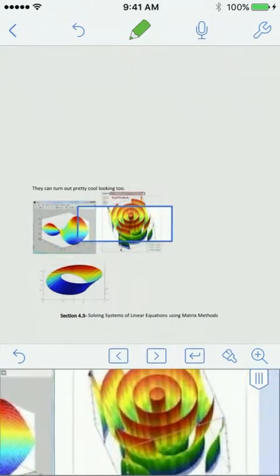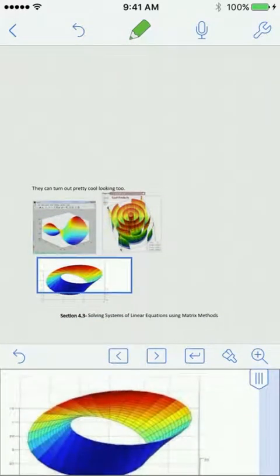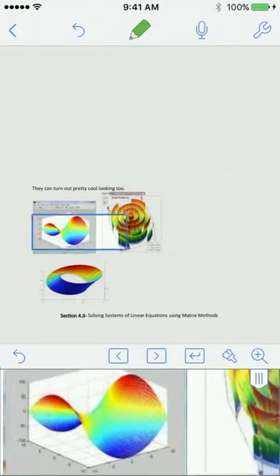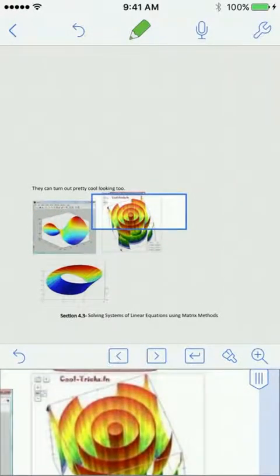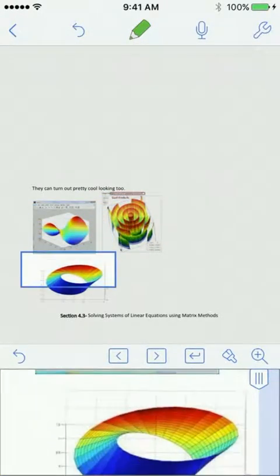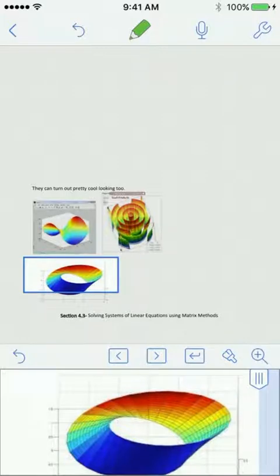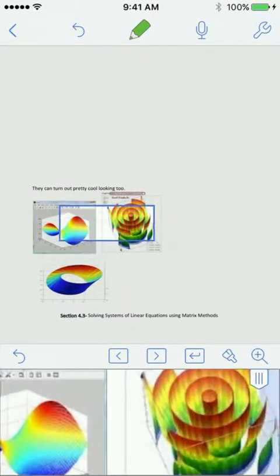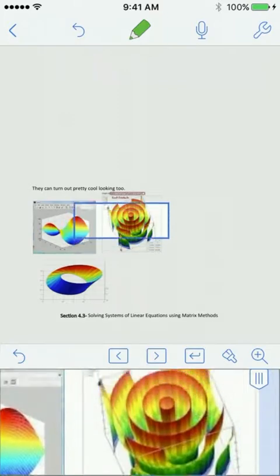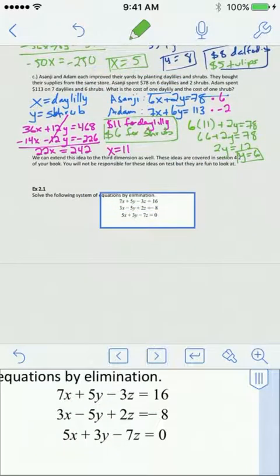So I'm going to start with that. These guys look like this. So check those out. Isn't that really cool? These are three-dimensional equations. So this is what happens when you plug a three-dimensional equation into a computer program, and they turn out looking pretty cool. Alright, cool. So let's see about this.